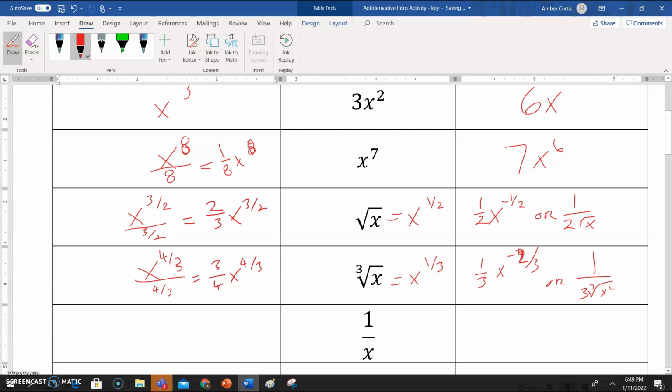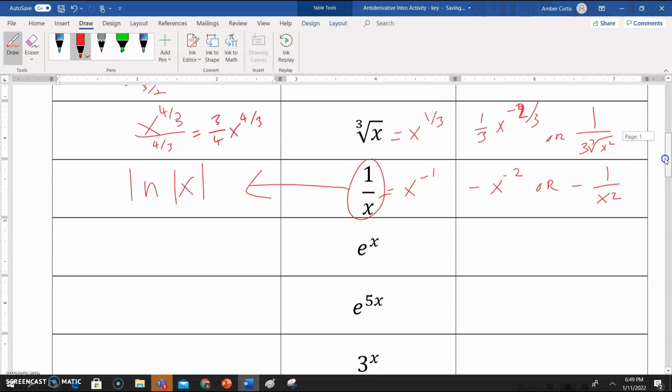And then for 1/x, remember that is x to the negative first. So that's negative x to the negative second, or negative 1/x squared. And its antiderivative, if you remember from our flashcards, is ln of x. But we have to be careful here because we're going backwards. We know that 1/x can take in both positives and negatives, but ln x can only take in positives. So we're actually going to say its antiderivative is ln of absolute value of x. That way we force the signs to work.